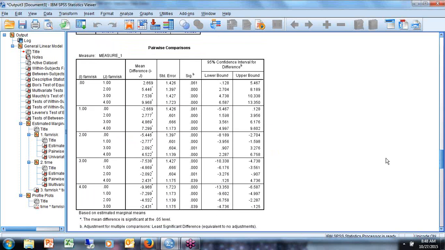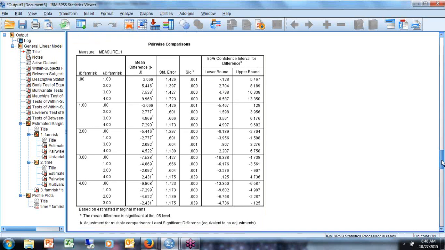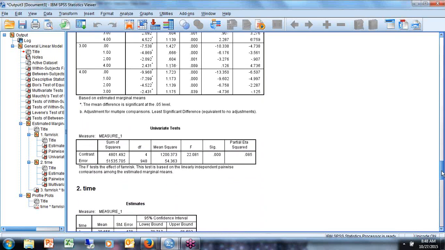The pairwise comparisons help us determine where those significant differences are, and we can see that we have significant differences for essentially all comparisons except for the comparison between family risk level 0 and family risk level 1. There's no statistically significant difference between the average PPBT scores for those levels of family risk, but there are for all others. Scroll down.